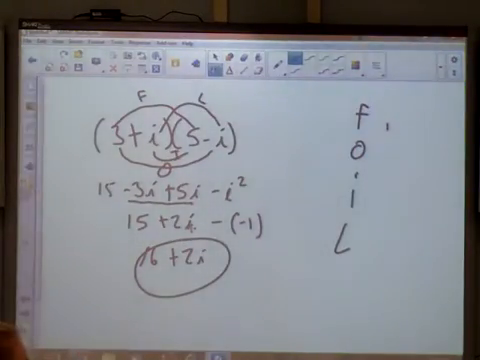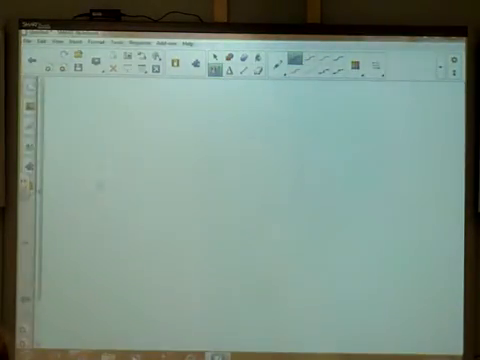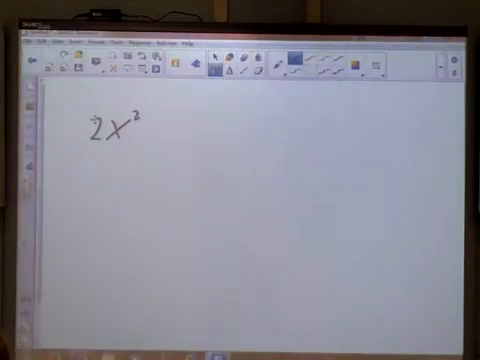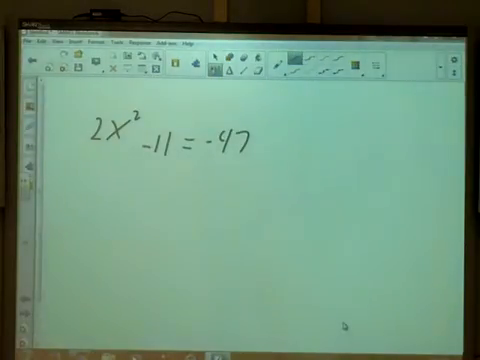Alright. This thing here says 2x squared minus 11 equals negative 47. The directions say to solve.